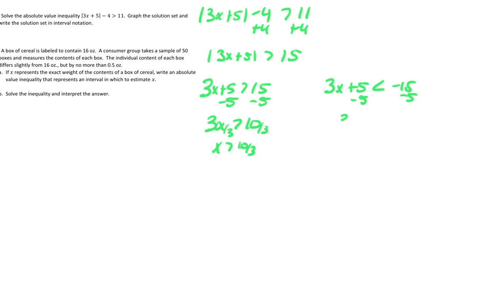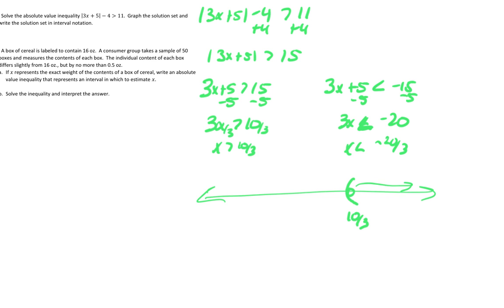Now I'll move on to the equation on the right, the negative case. Again, we'll start off by subtracting 5 from both sides. 3x is less than negative 20. x is less than negative 20 over 3. So then graph the solution set. Have our beautiful number line. Here at 10 thirds, we'll have that open dot or the parenthesis at 10 thirds, and x is greater than that. And then x less than negative 20 thirds, we'll have that circle or the parenthesis at negative 20 thirds, and we are less than that.